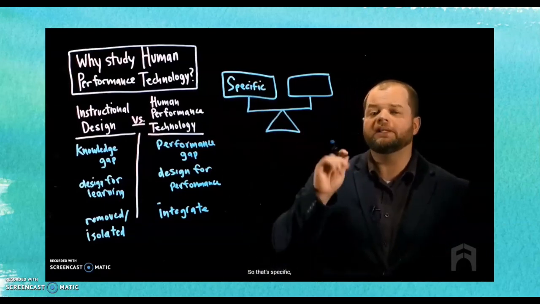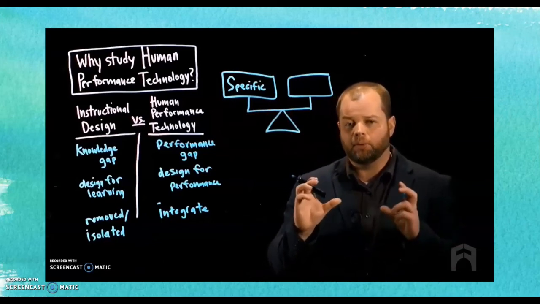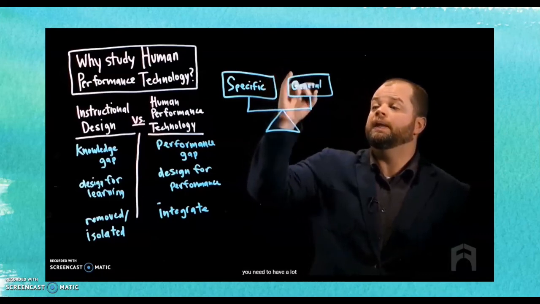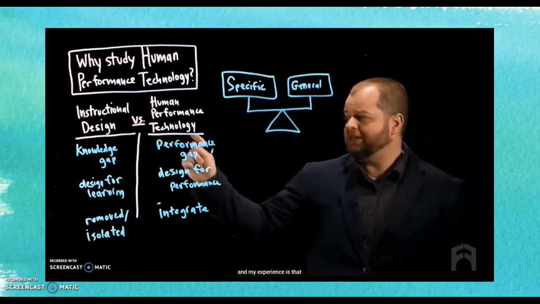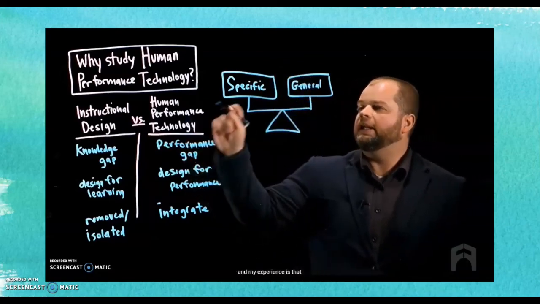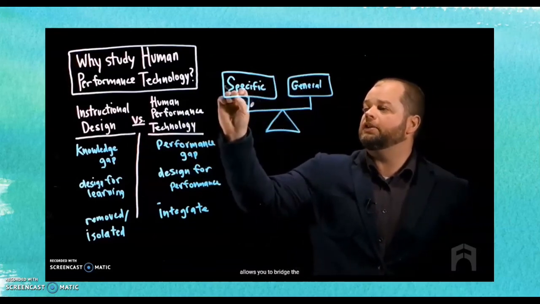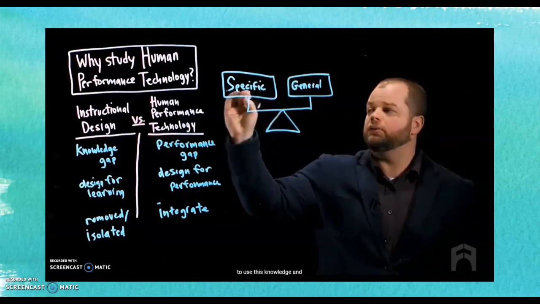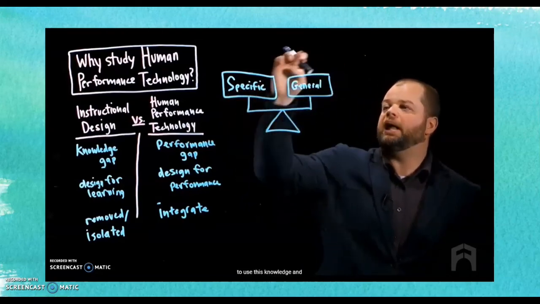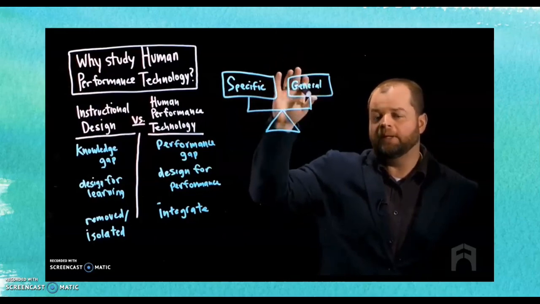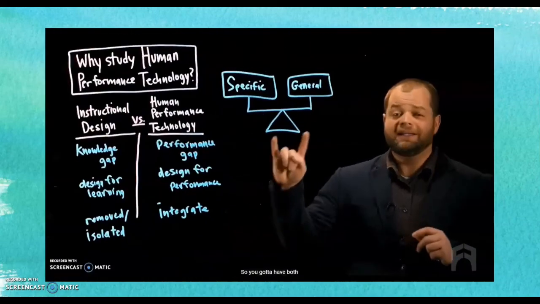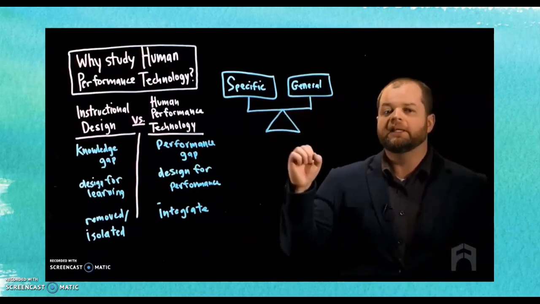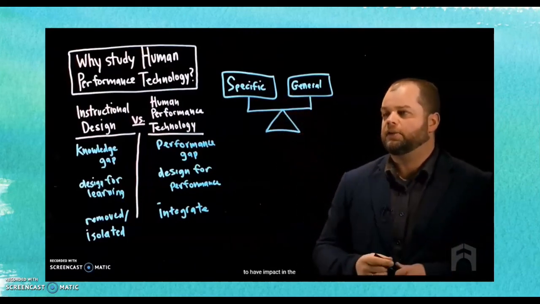So that's specific, but you also need to be an excellent, impactful employee. You need to have a lot of general skills too. And my experience is that human performance technology allows you to bridge the specific skills you have into general applications. It allows you to use this knowledge and these skills and apply more of that in a general way within an organization. So you've got to have both, guys. You have to have both that specific and that general expertise to have impact in the organizations that you serve.